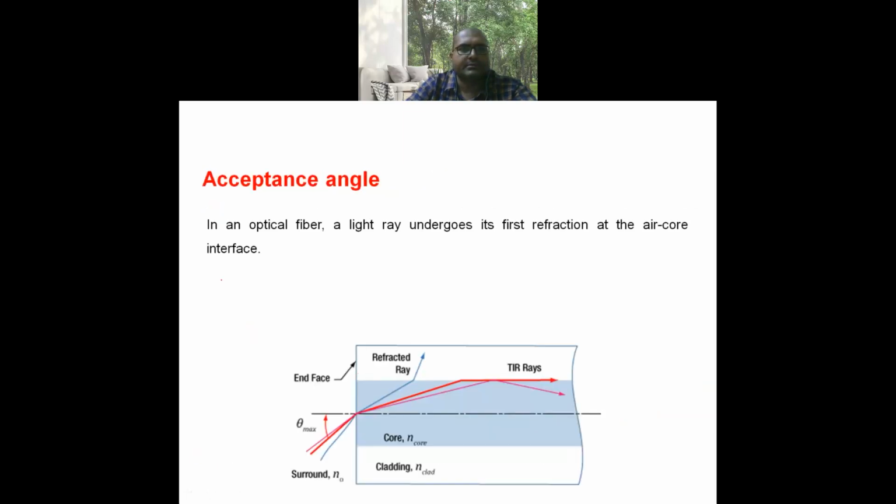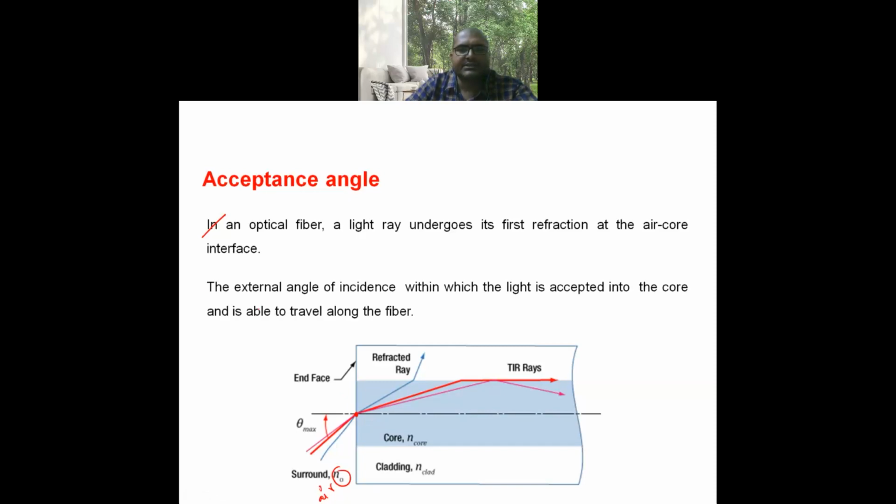Acceptance angle. In an optical fiber, a light ray undergoes its first refraction at the air-core interface at this position. From air through the source, the signal will be launched into the core area. Here, n0 is the refractive index of air. The external angle of incidence within which the light ray is accepted into the core and is able to travel into the fiber is called the acceptance angle.